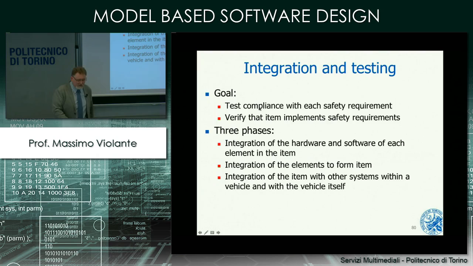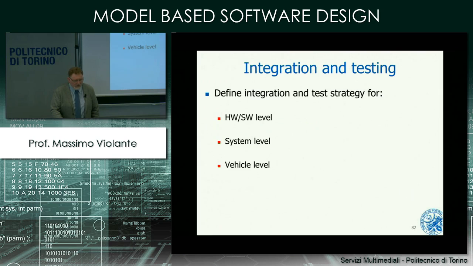So you have to test the compliance with each safety requirement. You have to verify that the item implements the safety requirements. And this is done through a number of steps. We will not enter in detail of this. Let me just say that we will test at the hardware software level. So do they stay nicely together? We will test at the system level. When our electronic control unit with our custom hardware and custom software is deployed alongside the other electronic control units that are in the vehicle, do they stay together? Eventually, when we brought everything inside the real vehicle, is the real vehicle working correctly?